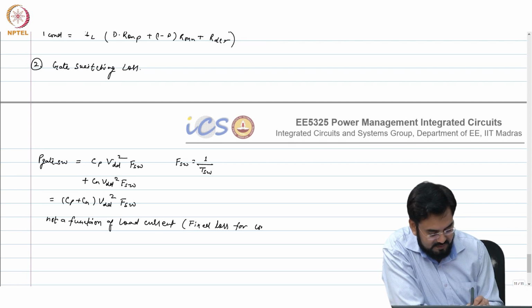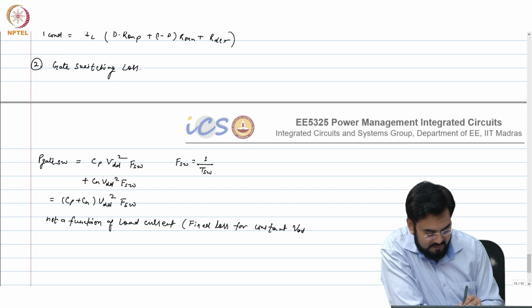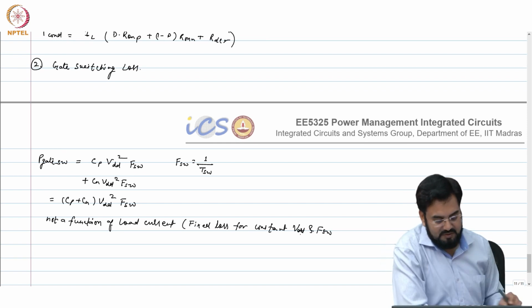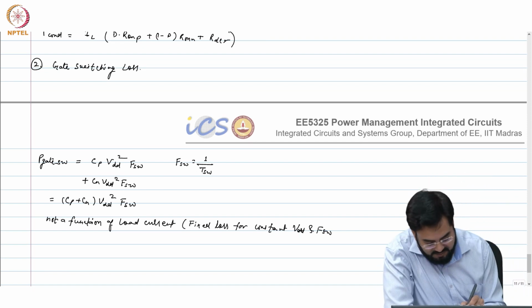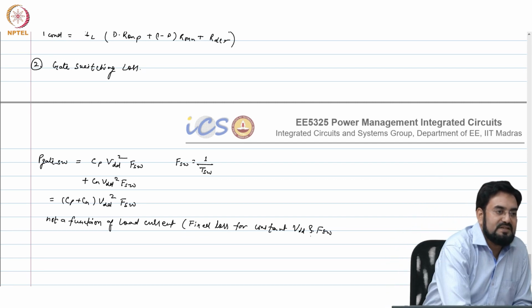For constant VDD and FSW. Okay. So if your FSW and supply voltage are not changing, then this loss will remain fixed.